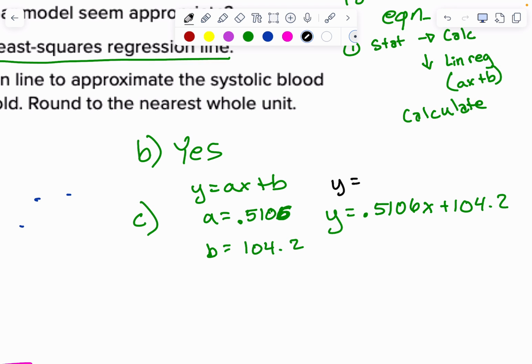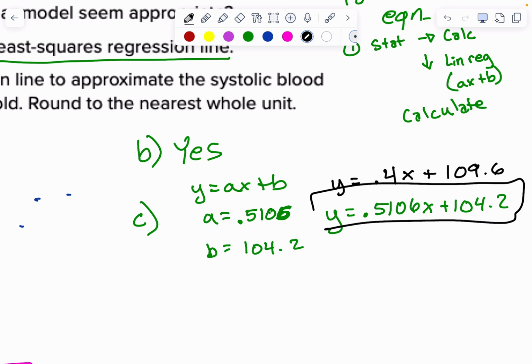Do you remember what our equation was? y equals 0.4x plus 109.6. Ours was pretty darn close to theirs. And we just used 2 points. They took into consideration all of the points. So this is the line of best fit.